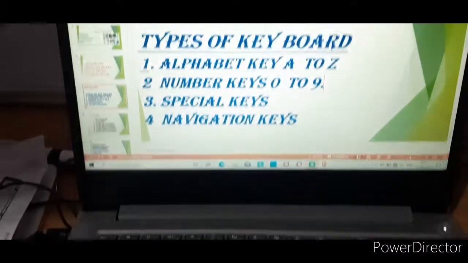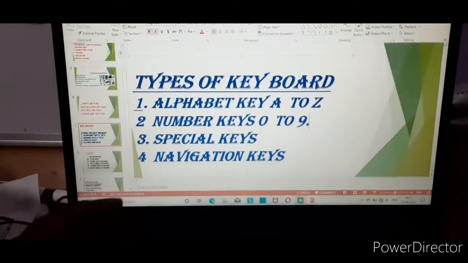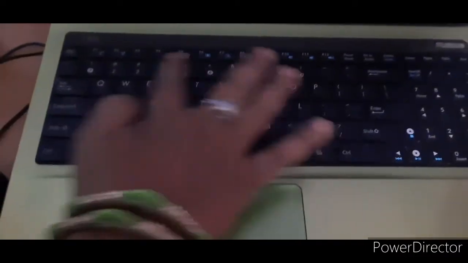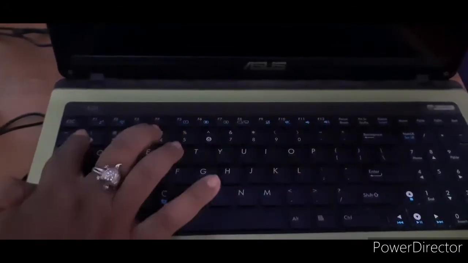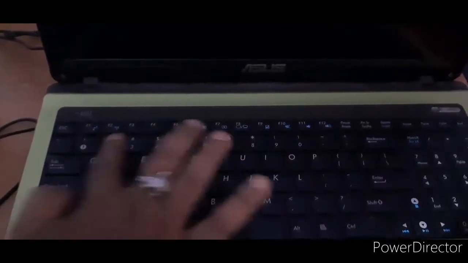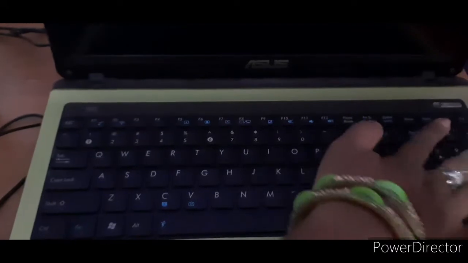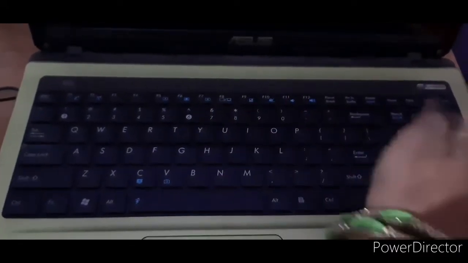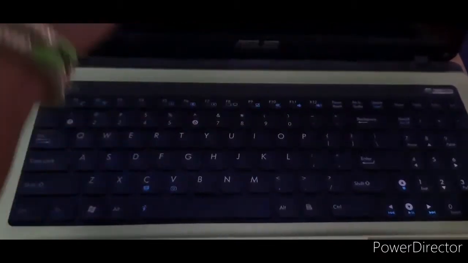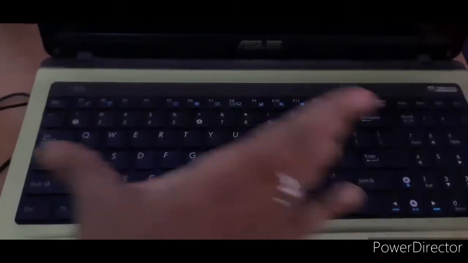Actually, in some laptops the keyboard will be different. You can see in this keyboard the alphabet keys are here, and 0 to 9, the number keys, are on the totally right side. This is the old laptop, and in old computers you will see the keyboard in this way.